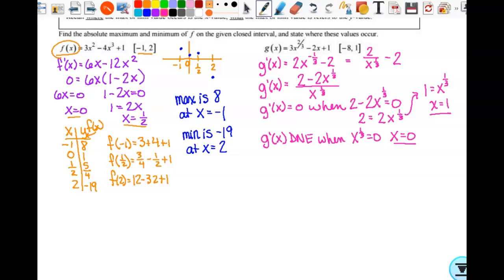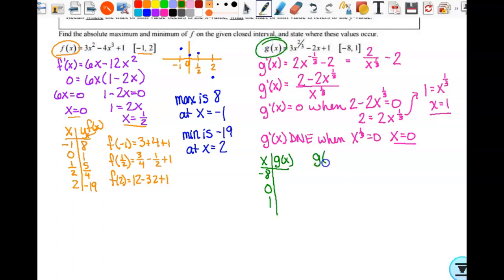So now I put them on my little chart for my candidates test. I have x and g of x. Start with the smallest one, that'll be negative 8. Then my two critical points are 0 and 1. My other endpoint is 1. So my endpoint and one of the critical points is the same thing. That's totally fine. Everybody with me? So now I need to substitute these back into the original.